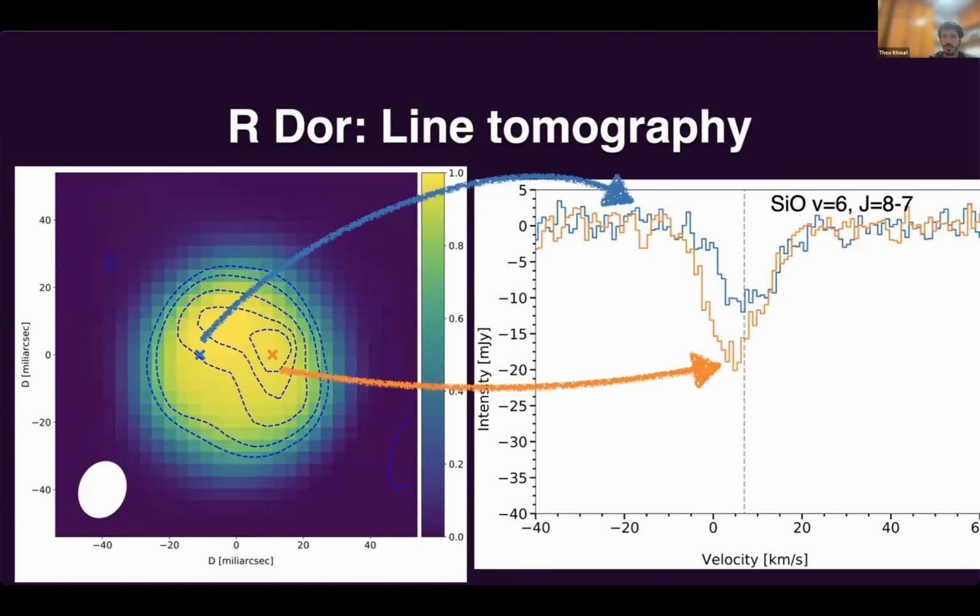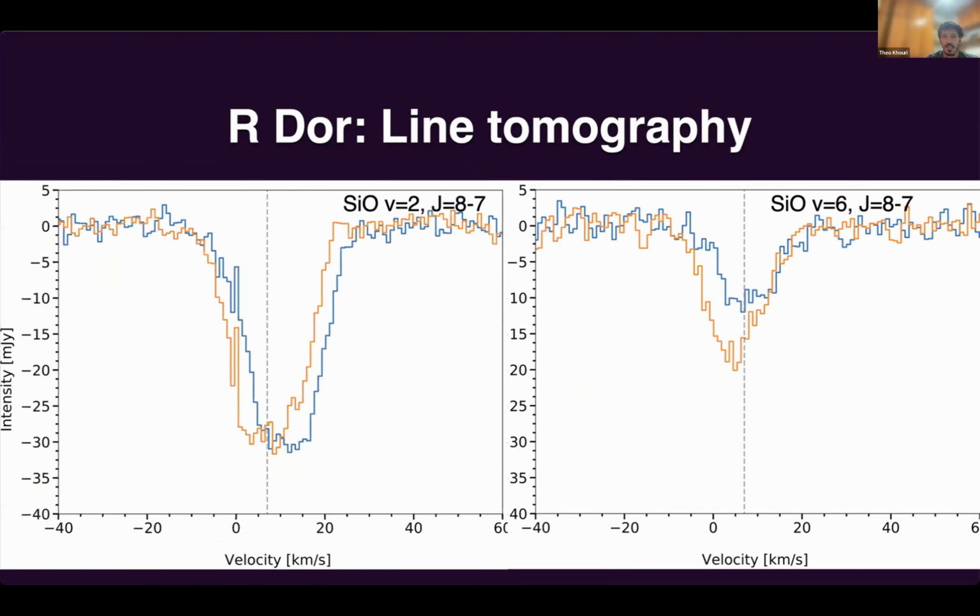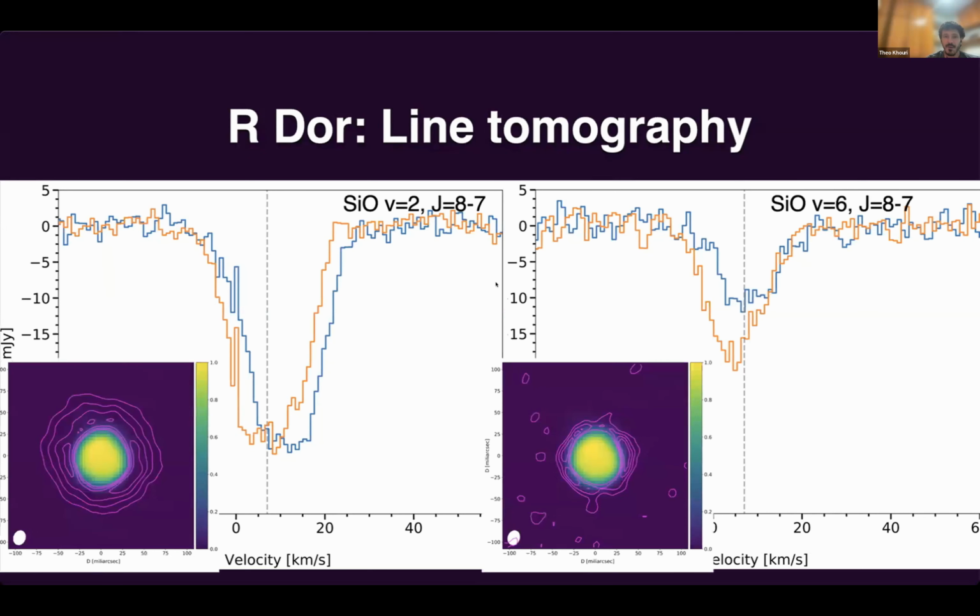And we can do the same thing. We can look at different parts and see how the velocity of the gas changes as we move across the stellar disk. And what I'm looking forward to doing now is some sort of tomography of this extended atmosphere, for instance, by looking at lines with different excitations, such as lines in the v equals 2 and v equals 6 of SiO.